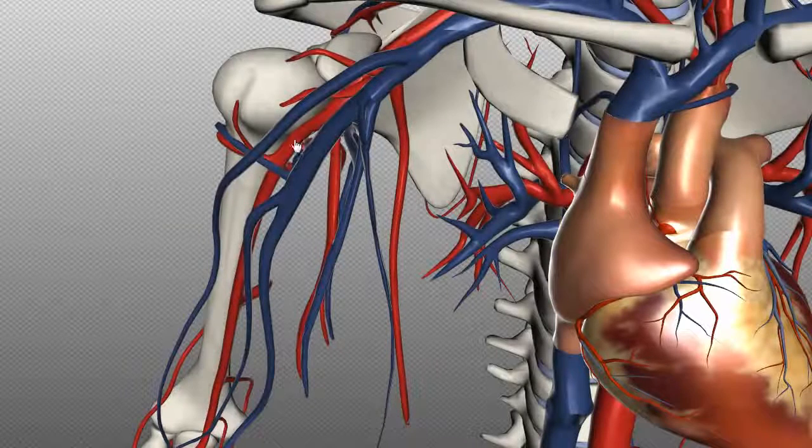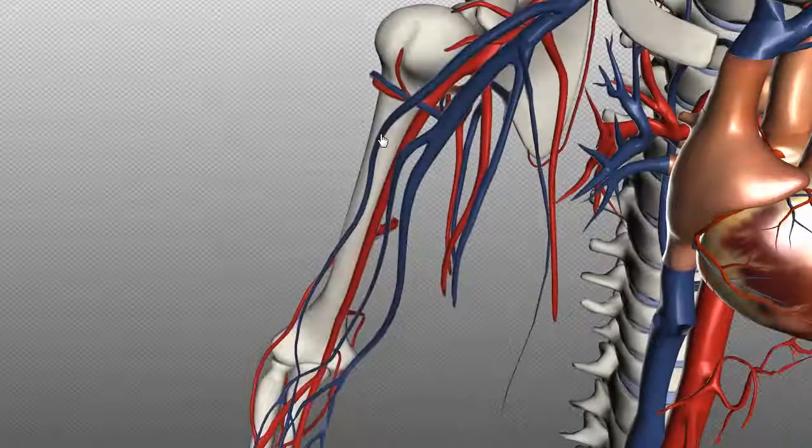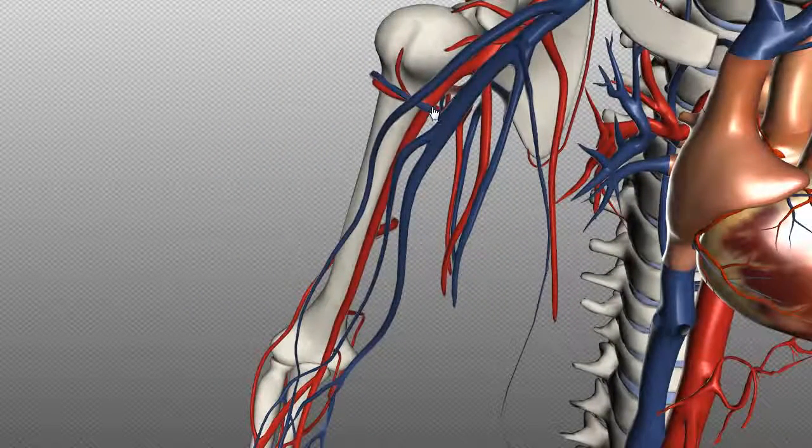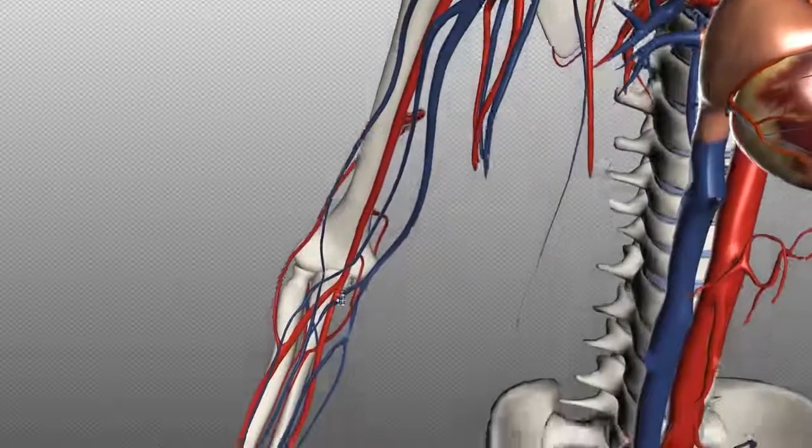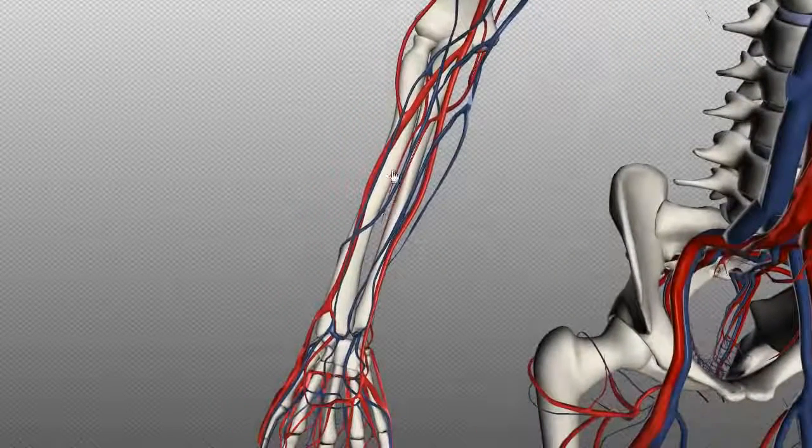So the axillary artery runs here. The axilla refers to the armpit, so it runs in the armpit region. If we just follow it down, you can see the artery running down the humerus. This artery is the brachial artery, and the brachial artery then splits into two. So you've got the radial artery and the ulnar artery.